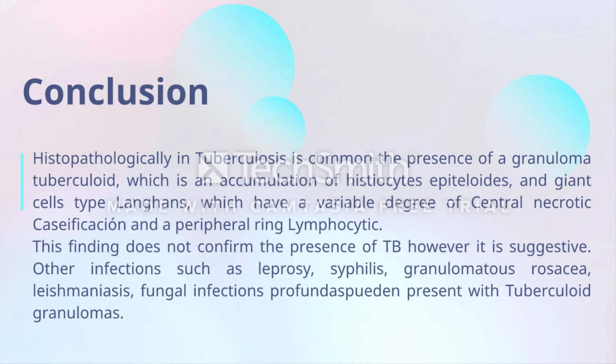Conclusion: Histopathologically in tuberculosis, the presence of tuberculoid granuloma is common, which is an accumulation of epithelioid histiocytes and Langhans-type giant cells, which have a variable degree of central necrosis, calcification, and a peripheral ring of lymphocytes. This finding does not confirm the presence of TB, however it is suggestive. Other infections such as leprosy, syphilis, granulomatosis, rosacea, leishmaniasis, and deep fungal infections present with tuberculoid granulomas.